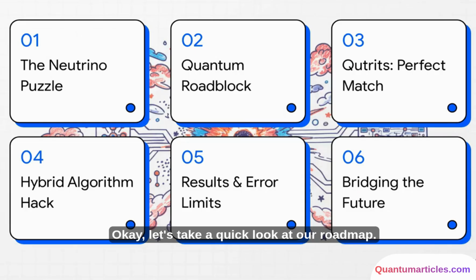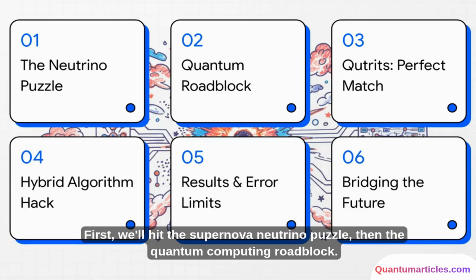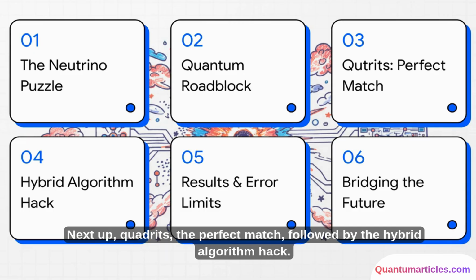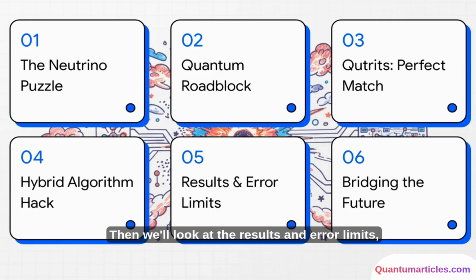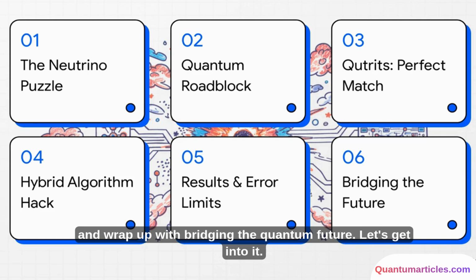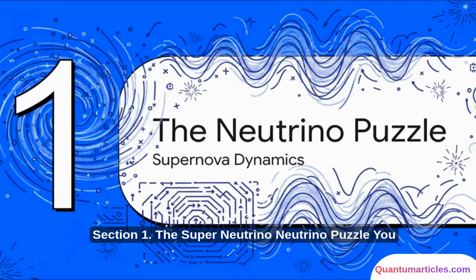Okay, let's take a quick look at our roadmap. First, we'll hit the supernova neutrino puzzle, then the quantum computing roadblock. Next up, qutrits, the perfect match, followed by the hybrid algorithm hack. Then we'll look at the results and error limits, and wrap up with bridging the quantum future. Let's get into it. Section 1.